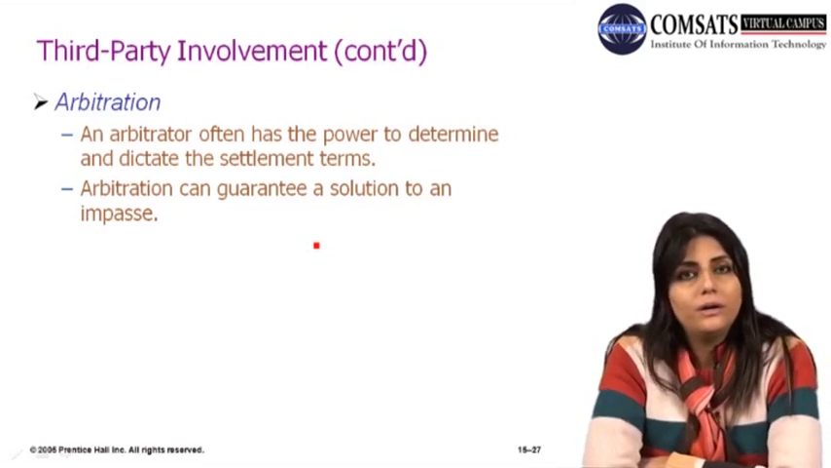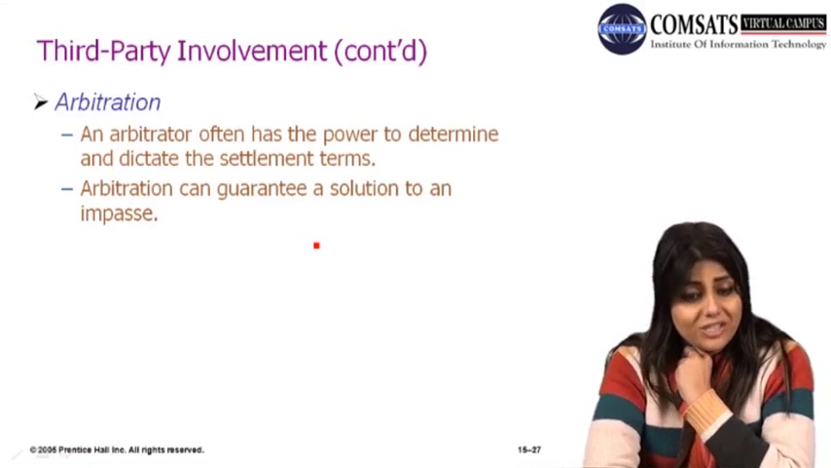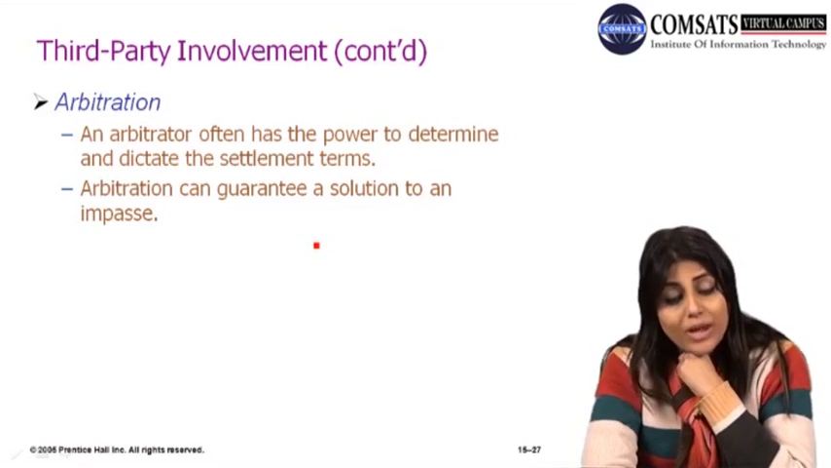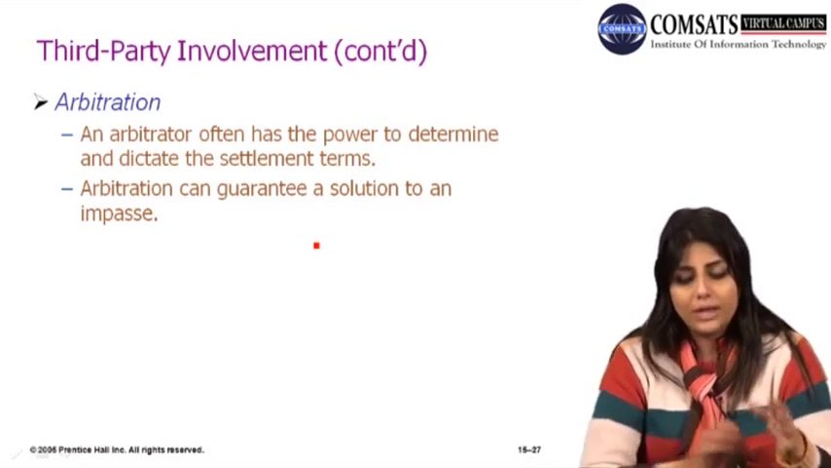He can only make his recommendations and suggestions, but he cannot dictate the terms and he cannot make the decisions. But the arbitrator is the person who can dictate the settlement terms, and he can guarantee a solution to the impasse.